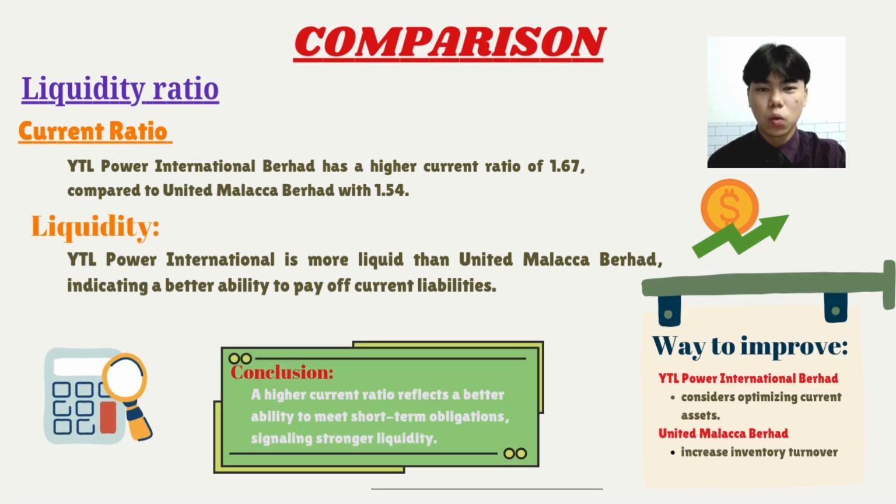For current ratio comparison, we can see that YTL Power International has a higher current ratio of 1.67 compared to United Malacca Berhad with 1.54. YTL Power International is more liquid than United Malacca Berhad, indicating a better ability to pay off current liabilities. In conclusion, a higher current ratio reflects a better ability to meet short-term obligations, signaling stronger liquidity. The way to improve for both companies: YTL Power International can consider optimizing current assets. For United Malacca Berhad, the company can increase inventory turnover.